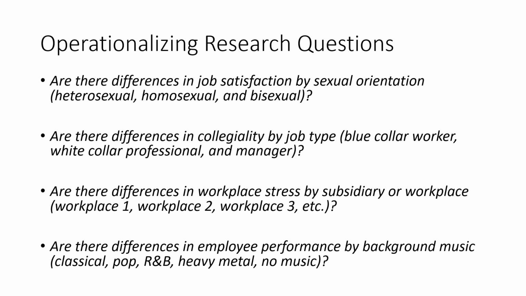Are there differences in workplace stress by subsidiary or workplace? So this would be an example of an ANOVA where the organization is the unit of analysis rather than the individual. So in this case, the subsidiary, the workplace, would be our independent variable. We've got workplace 1, workplace 2, workplace 3, etc. And then we would look for differences in workplace stress across those categories. So I think this last one might be kind of interesting to elaborate on.